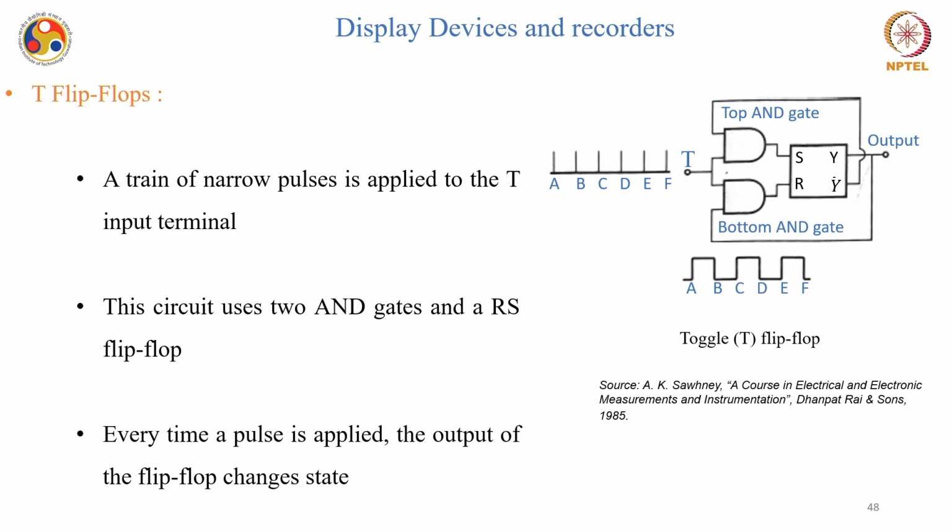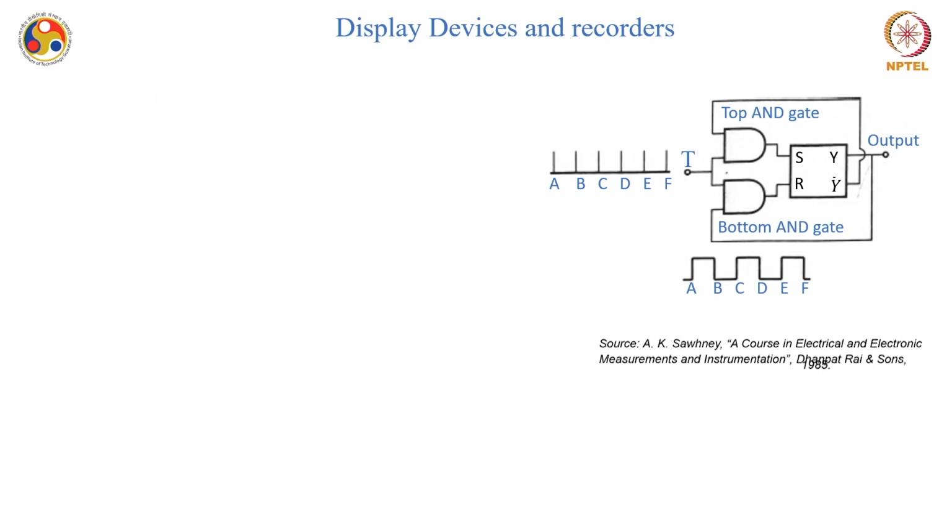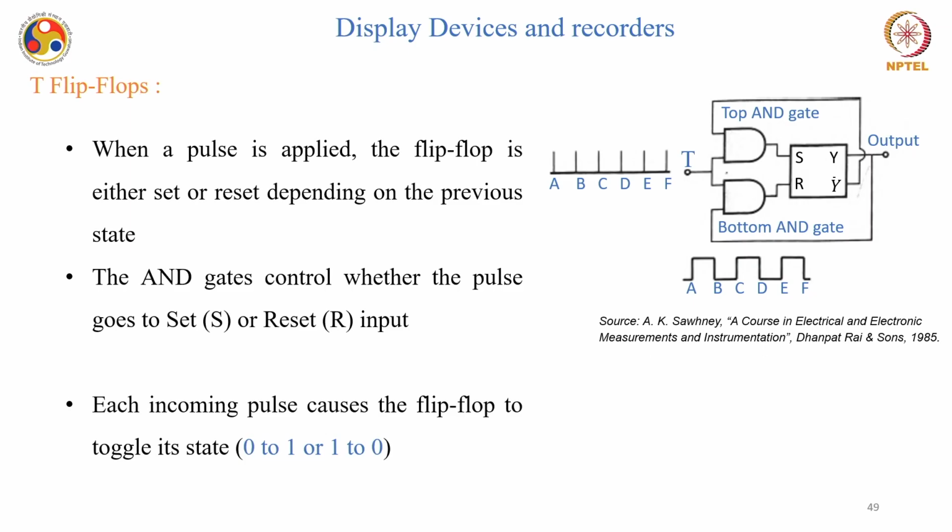Okay, similarly, you can see a T flip-flop here. We call it a toggle flip-flop. A train of narrow pulses is applied to the T terminal here. Now, this circuit uses 2 AND gates, you can see, and an RS flip-flop. Every time a pulse is applied, the output of the flip-flop changes state, and that is why we call it a toggle flip-flop.